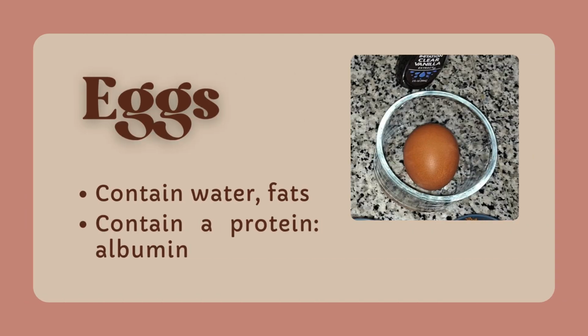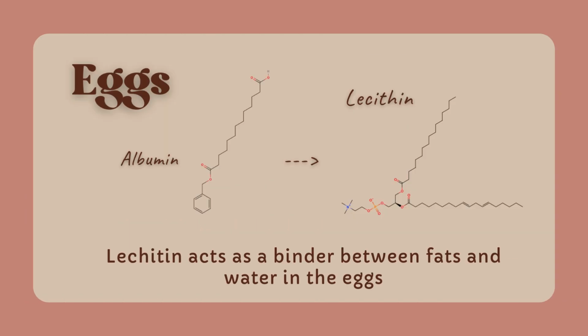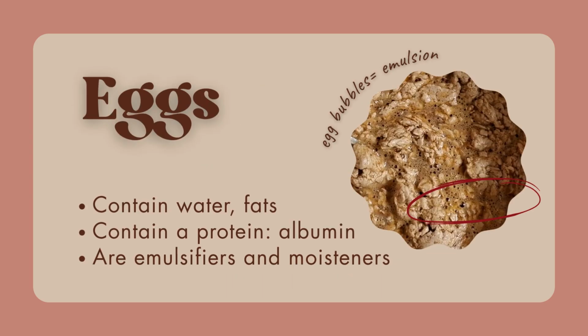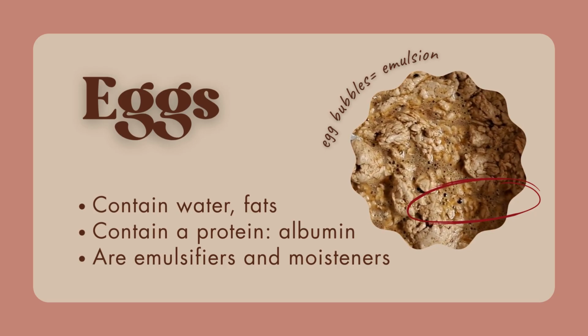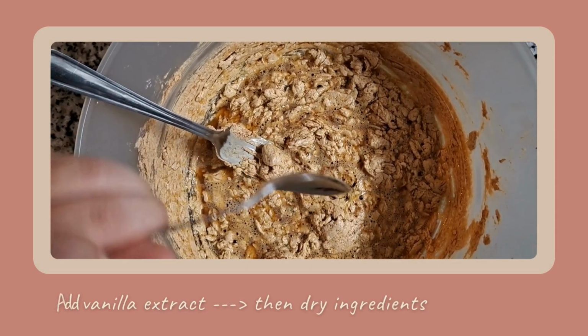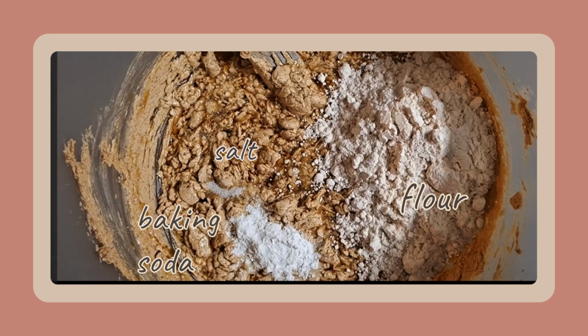Eggs contain water, fat, and albumin, a protein in the egg white. It contains lecithin, which acts as a binder between fats and water. Eggs can also be emulsifiers and moisteners, contributing to the dough structure. Then add vanilla extract and move on to the dry ingredients.